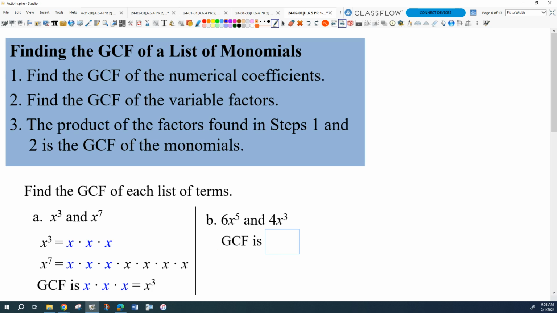First of all, we can deal with the number. Find the GCF of all the coefficients of the monomials. Okay, that's not going to be hard at all. Find the GCF of the variable factors. Okay, that one is actually easier, but we're just not as used to it maybe. And then we'll just multiply both of those together to get the total GCF of the entire polynomial.